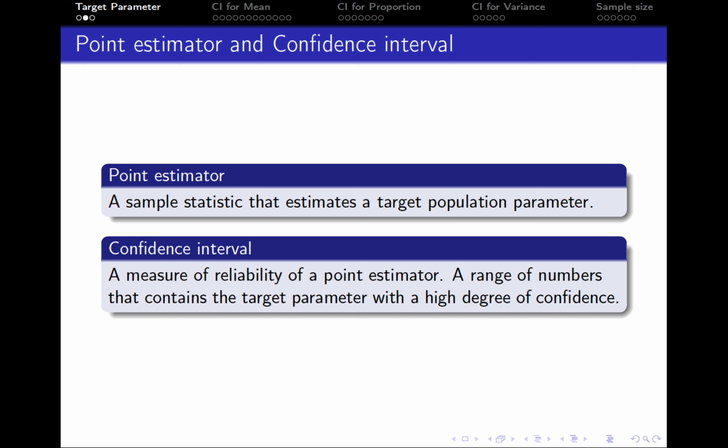Point estimator, this is something that we've also seen in the previous lecture. This is an estimate of a target population parameter. So this is a sample statistic that we use to estimate a target population parameter. So once again, in real life, we deal with samples, we estimate means, proportions, variances for samples, and those estimates are sample statistics, which are the estimates of target population parameters.